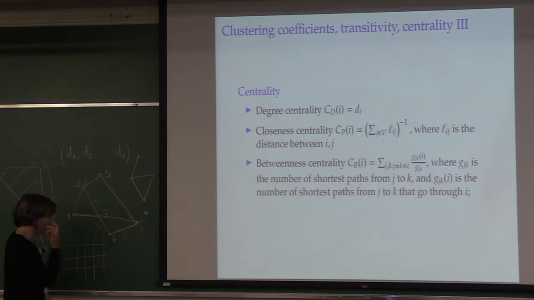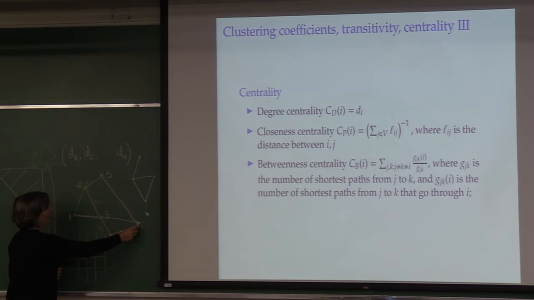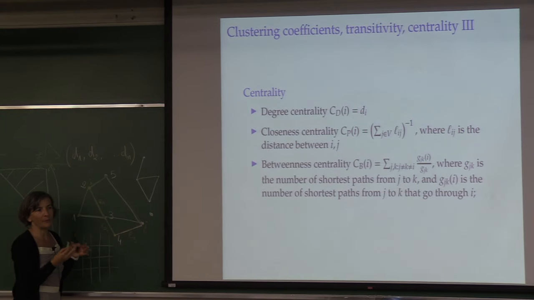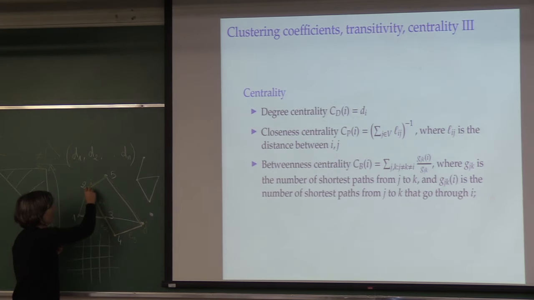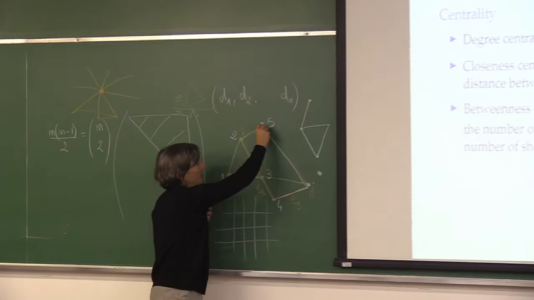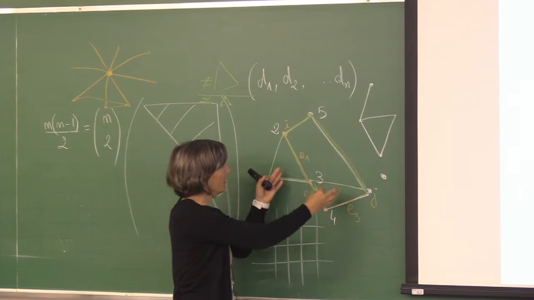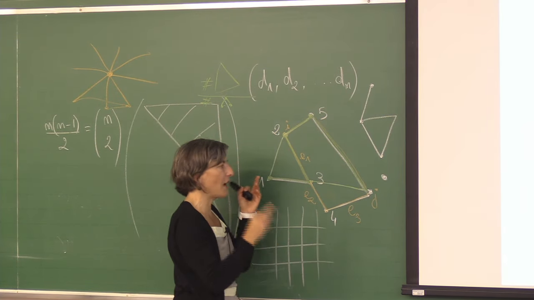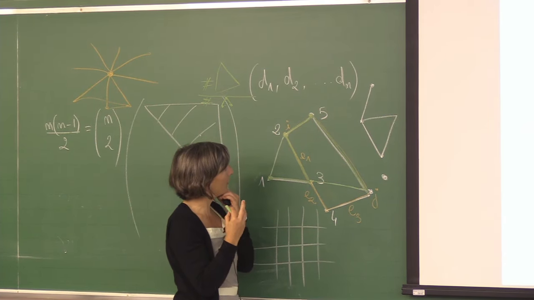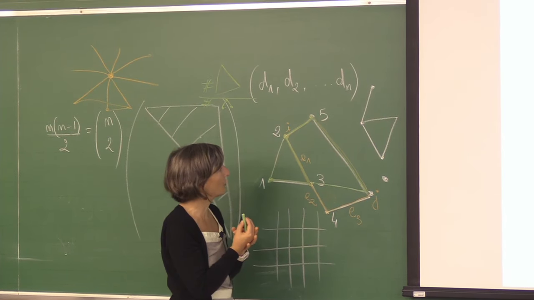So when you have two nodes like this one, I and J, there might be several shortest paths between them. Here that's one shortest path between I and J, but here that's another shortest path between I and J. So in this case, between those two nodes I and J, there are two shortest paths, and all the other paths are longer.